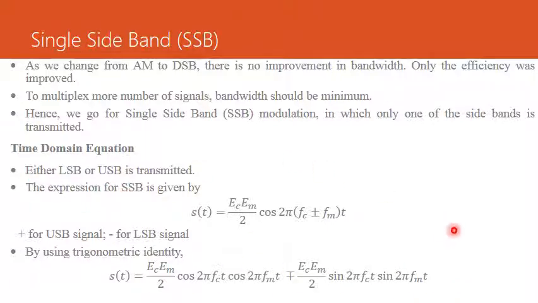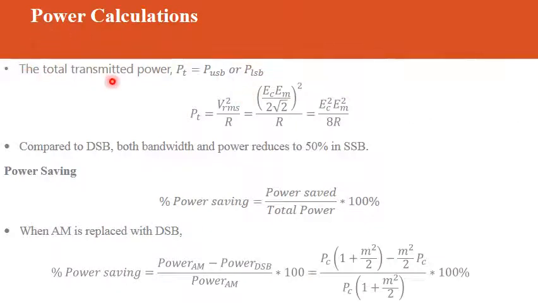We transmit either the lower sideband or the upper sideband in order to reduce the bandwidth. So the total transmitted power Pt is equal to either the upper sideband power or the lower sideband power. If we are transmitting the upper sideband, then Pt is equal to PUSB.